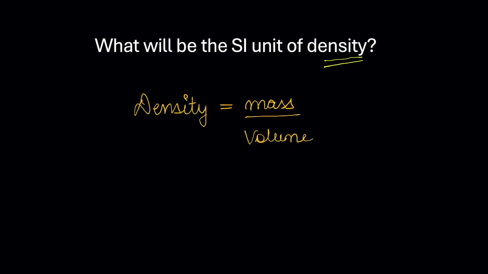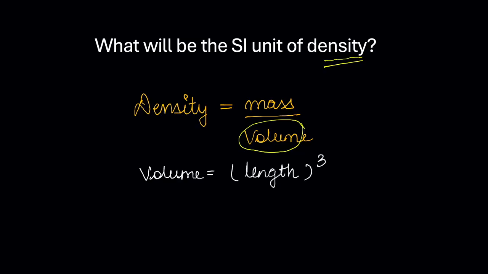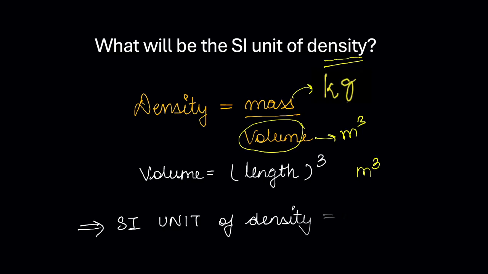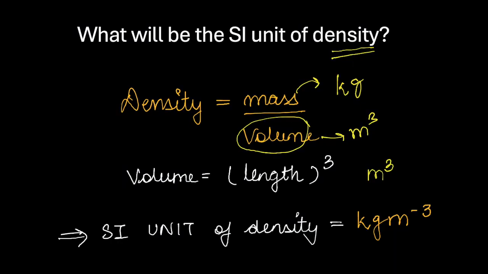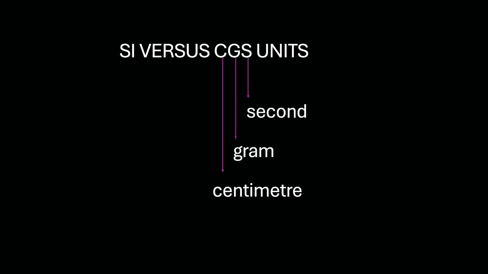Well, density is what? Mass per unit volume, right? Now here is the catch. Volume is length cube. That means the SI unit of volume shall be meter cube. So SI unit of density will be mass. The SI unit is kg. Volume is meter cube. So yep, the SI unit of density shall be kg per meter cube. There you go. Now there is also one interesting unit system that we should know. The CGS system. C stands for centimeter, G for gram, and S for second. This system was widely used before the SI system became the standard.